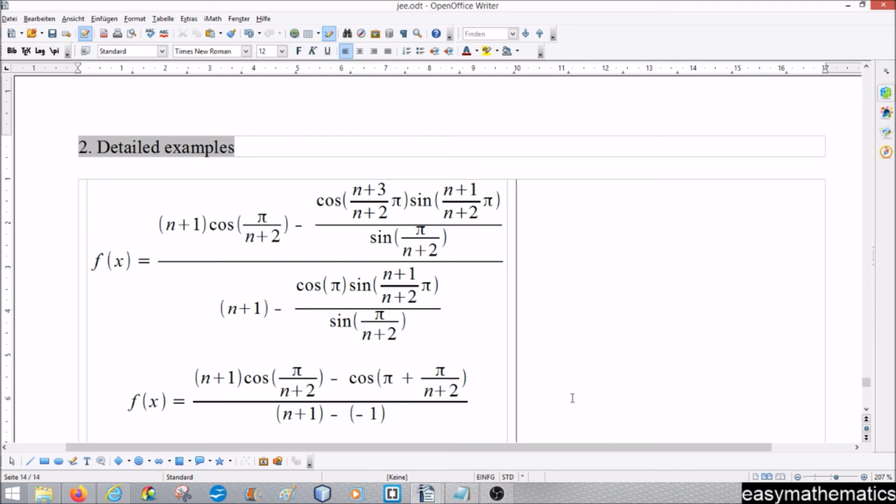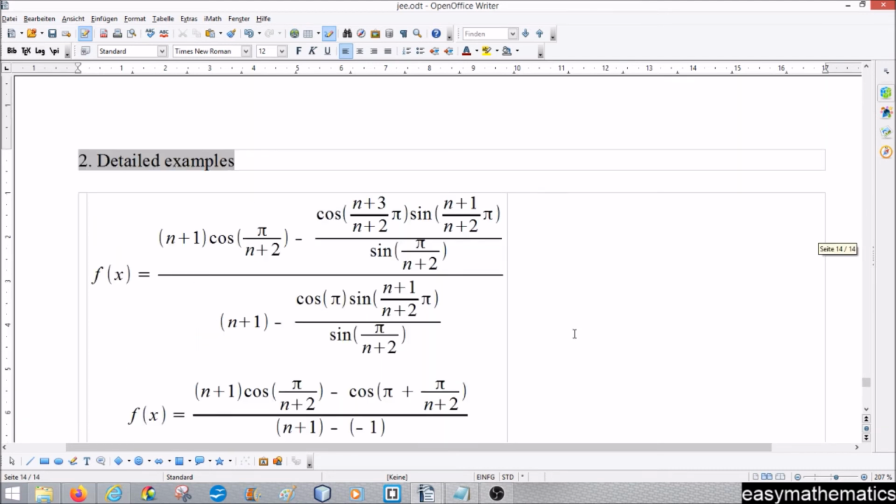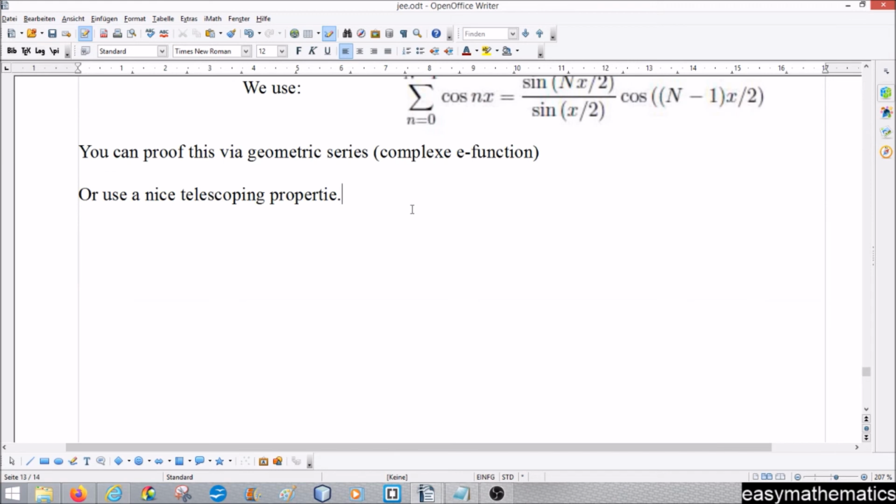Okay, so I hope you have seen what's going on here. It's a little bit tricky. First of all, look at this sine. This is sine of n plus 1 over n plus 2 pi, and in the denominator we have sine of pi over n plus 2. If you use the symmetry property, I will write down what I have used here.